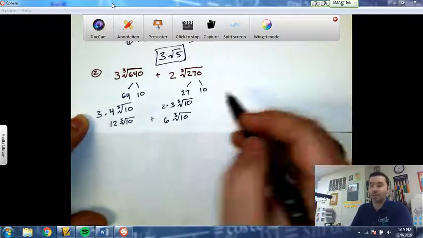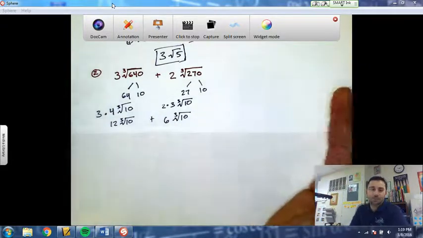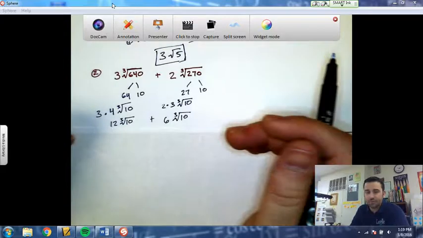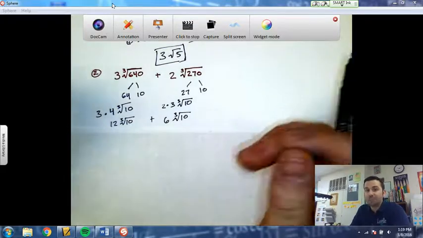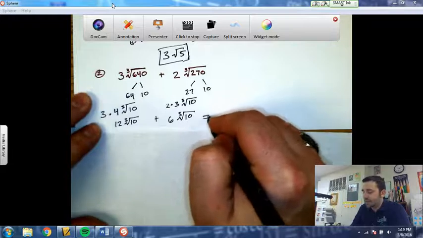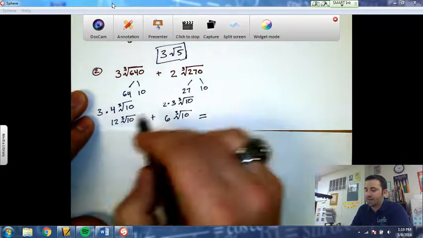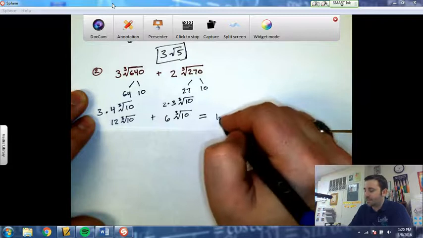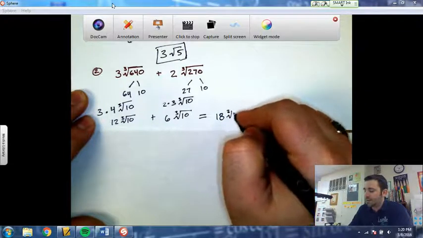Now, notice now my cube roots have like terms, or the radicand is the same. So being cube root of 10, I can now simplify by adding these outer coefficients, 12 and 6, to get 18 cube root 10.